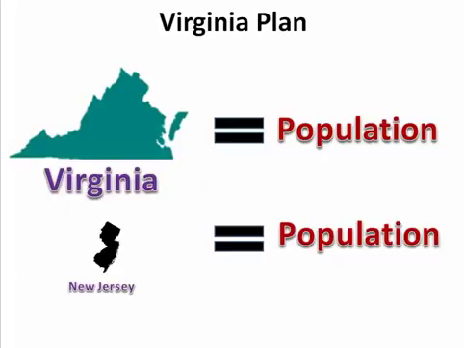In other words, it'll look like this. So under the Virginia Plan, Virginia would be based on population. If it had more people, it would have more representatives. New Jersey, if it had fewer people, would have fewer representatives because it would be based on population. Now the problem with the Virginia Plan is, you can see this, smaller states are not going to like it.